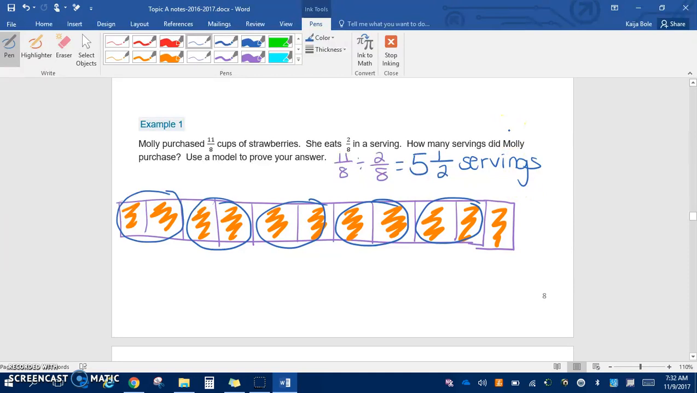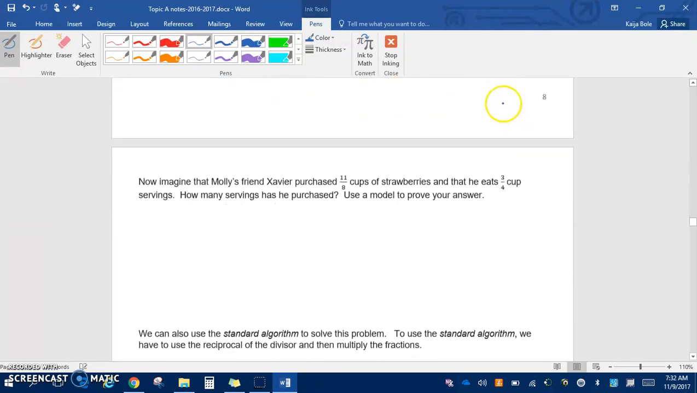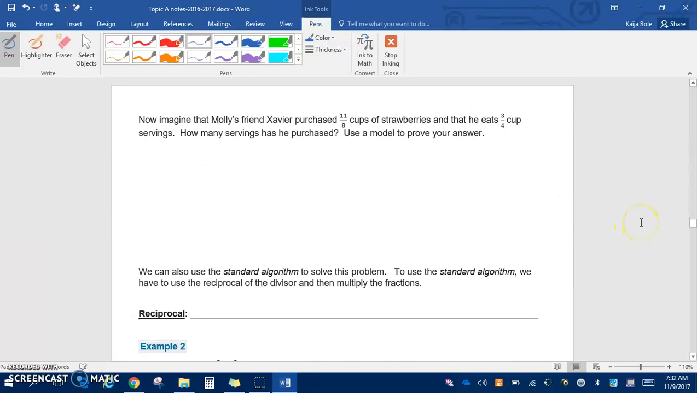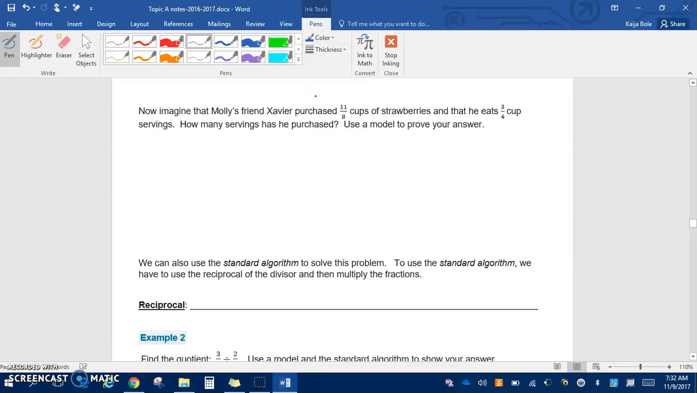Okay, so kind of similar as to what we've been doing. If you flip over to the next page, this one says, now imagine that Molly's friend Xavier purchases 11/8 cups of strawberries and he eats 3/4 cup servings. How many servings has he purchased? Alright, so if we look at 11/8 and 3/4 and we look at those denominators, you might not have realized that all the other problems we've done have already had common denominators. So that's why it's been working nicely. So now we're trying to figure out 11/8 divided by 3/4.